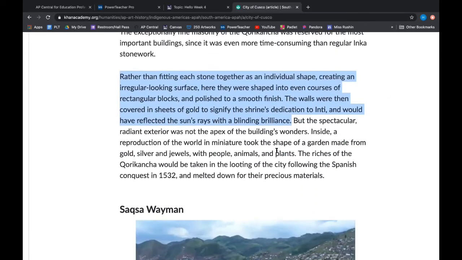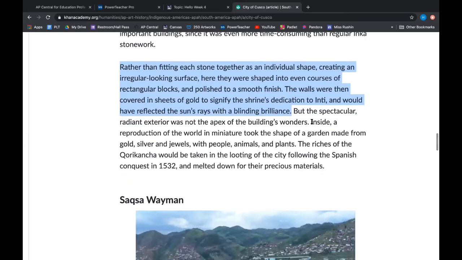But the spectacular, radiant exterior was not the apex of the building's wonders. Inside, a reproduction of the world in miniature took the shape of a garden made from gold, silver, and jewels, with people, animals, and plants. So on the other side, you have that art piece called the Maize cobs. This would have been inside that garden.